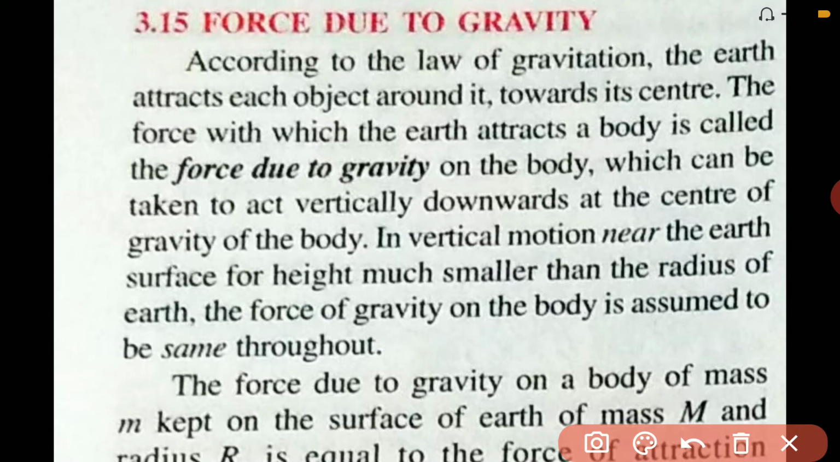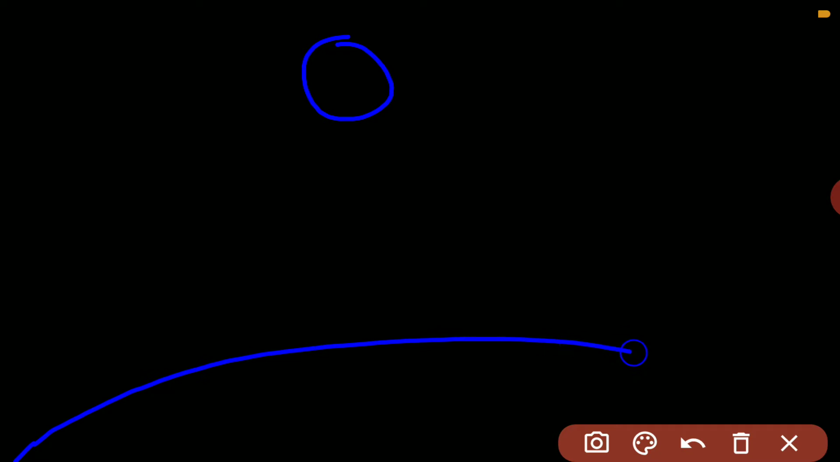Let me try to explain this. Suppose there is one object, and suppose I can consider this as the surface of the earth. The earth will attract the object and the object falls down, right? So the force has a direction vertically downwards. Which force? The force due to gravity.